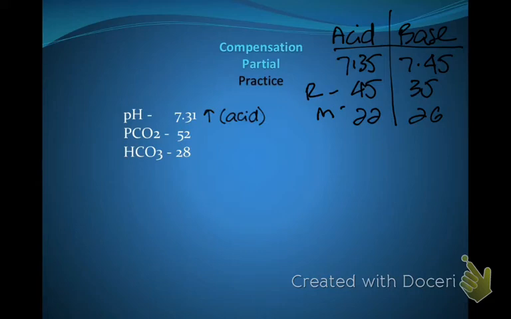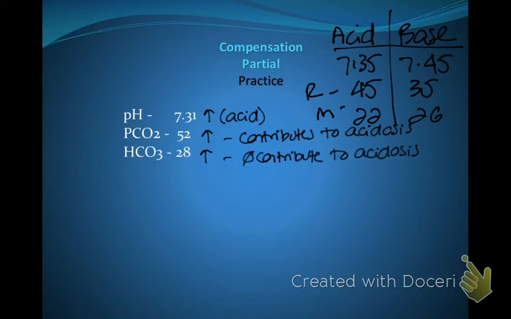So it's acidic. Your CO2 is 52. So is it acidic or base? Well, it's 52, so it's on the acidic side. Your bicarb is 28. Is that acidic or alkalotic? That's high, and that contributes to alkalosis, not acidosis. So when we look at this, we know everything's out of whack.